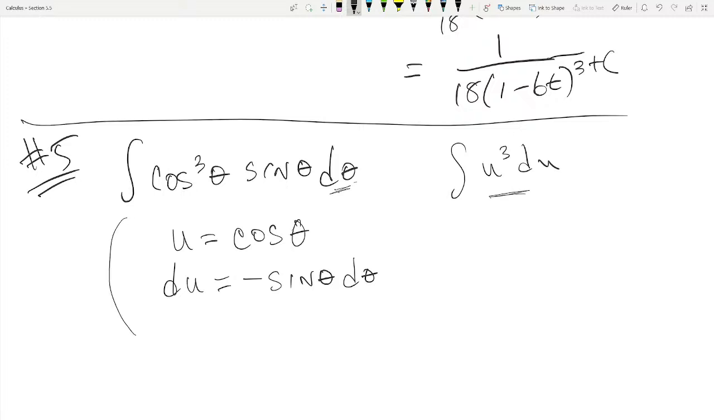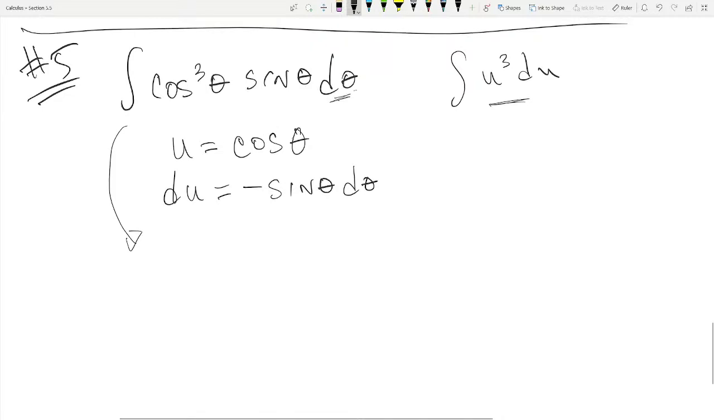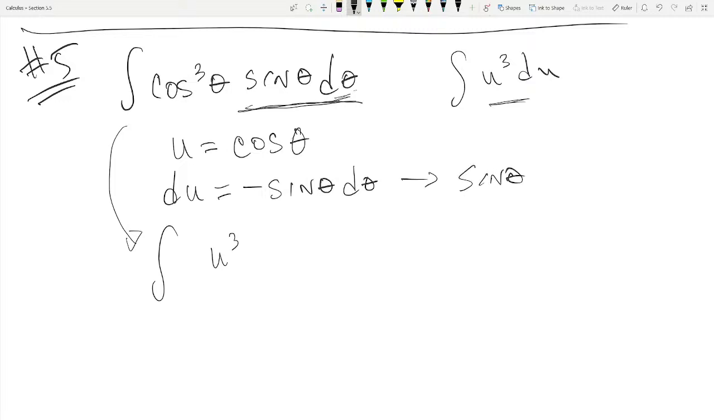When I convert this integral, I want to account for everything I see. The cosine theta is going to be u, so I have u cubed. The sine theta part, sine theta d theta, that can be found right here. Sine theta d theta is equal to negative du. You don't have to write this out every time. You can do it in your head or whatever level you're comfortable with, but I'm writing it out so you see what I'm thinking. Okay, that's the conversion.